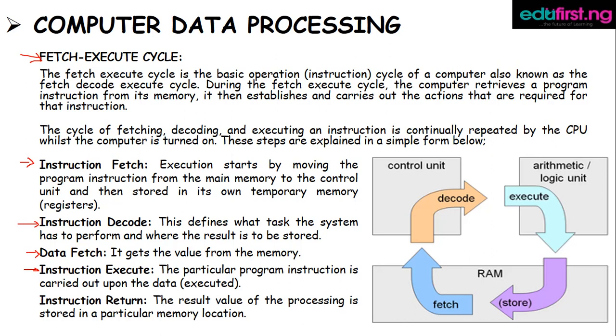After execution is the instruction return. The result value of the processing is stored in a particular memory location. So that's about the operating procedures of the CPU. You can see this circle here, this short illustration showing how the CPU operates.